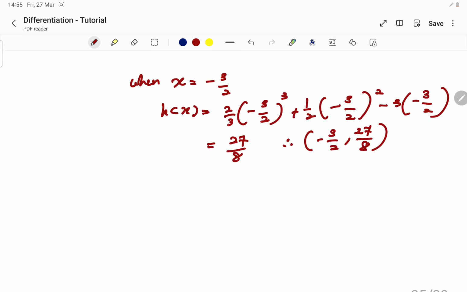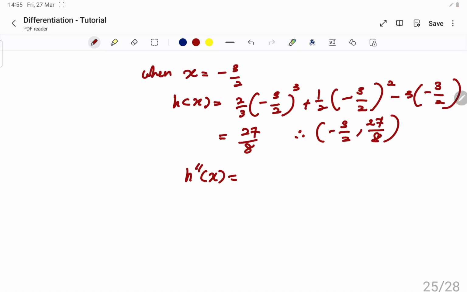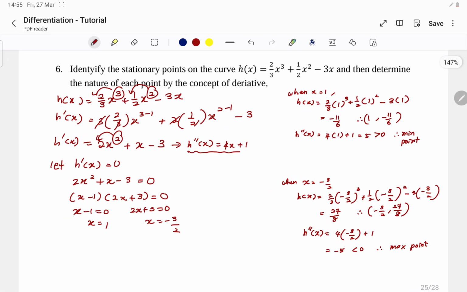Do the same also for when x is equal to negative 3 over 2. So you substitute inside 4x plus 1: 4 multiplied with negative 3 over 2 plus 1, you're gonna get equal to negative 5. And then here it is less than 0. By right, this is a maximum point. That's it for question 6.